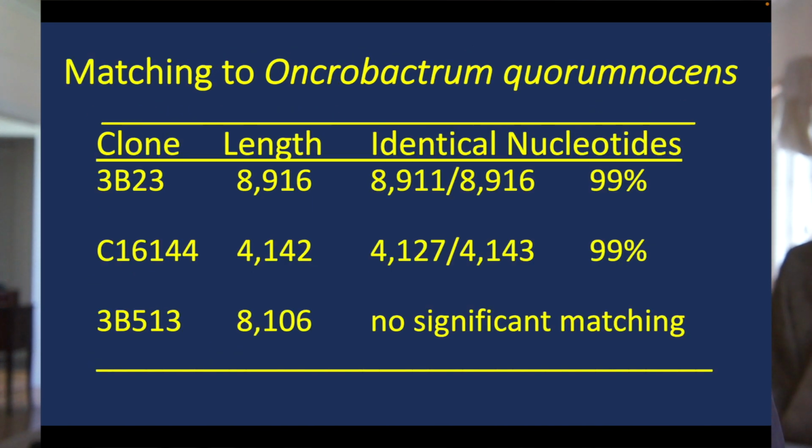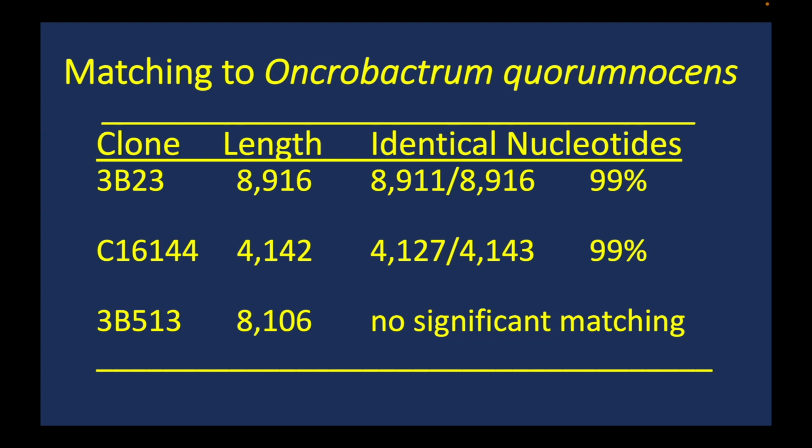This shows examples of very good matching to one particular species of Ochrobactrum, anthropi. Clone 3b23 is 8,916 nucleotides long, and 8,911 of them are identical to those in this particular Ochrobactrum, 99%.